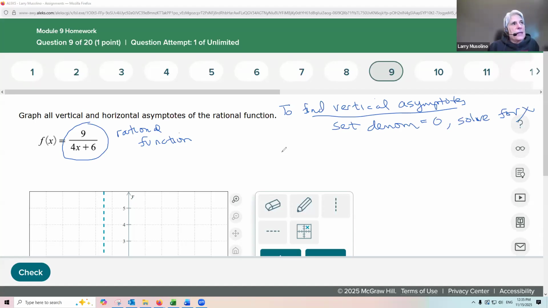All right, horizontal asymptotes, they're a little more complicated. What you have to do here is look at both the top and the bottom. And what you want to do is compare the degree on top of the fraction with the degree on the bottom.